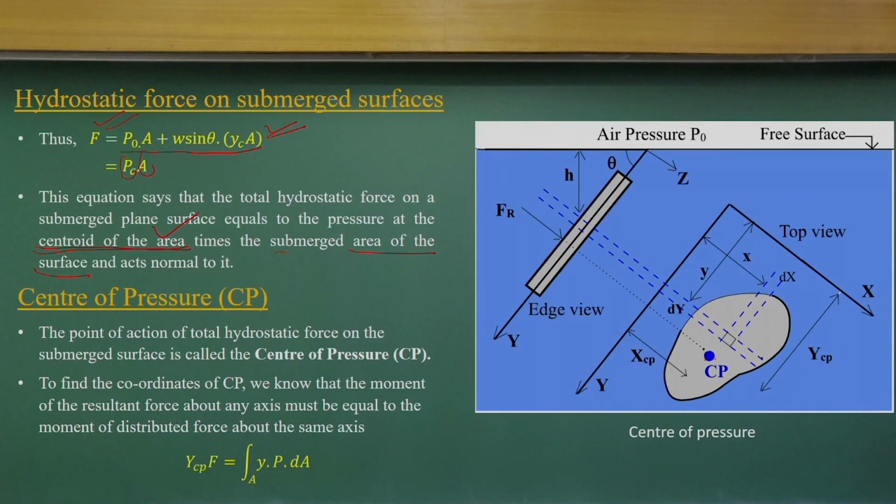One way is that you can do integrations and find these things, or if you know the CG, the center of gravity of that submerged plane surface, at that CG point you get the pressure. That is why it is easy to find the pressure, and once you know that pressure, multiply it by the area of the submerged surface, and that will give you the force component. So that is what you have to remember if you want to solve problems at a faster rate, as compared to doing integrations.